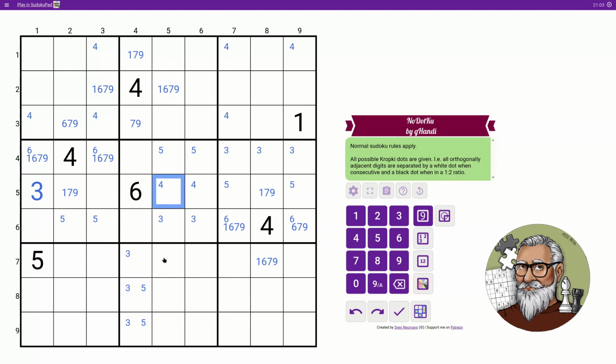Can this one be 4 again? Because then we would need 179, 179, 179. And these would be 3, 5. Right. And this would have to be 2, 8. So the 8 would have to be next to the 1. And then we would have 7, 9, and 7, 9, and 2. This can't be 8, of course. So this would have to be 8, and this would have to be 2.